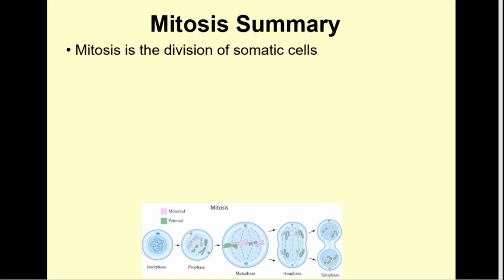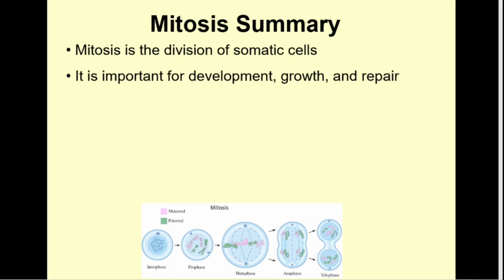So mitosis is the division of somatic cells. Remember, those are our body cells, any cell other than our gametes, or eggs and sperm. It is important for development from a fertilized egg. Once we're born, it's important for growth to maturity. And then throughout our lives, it's important for repair.